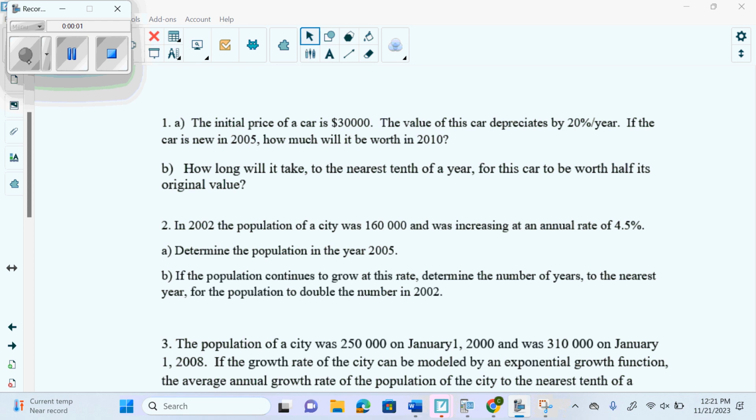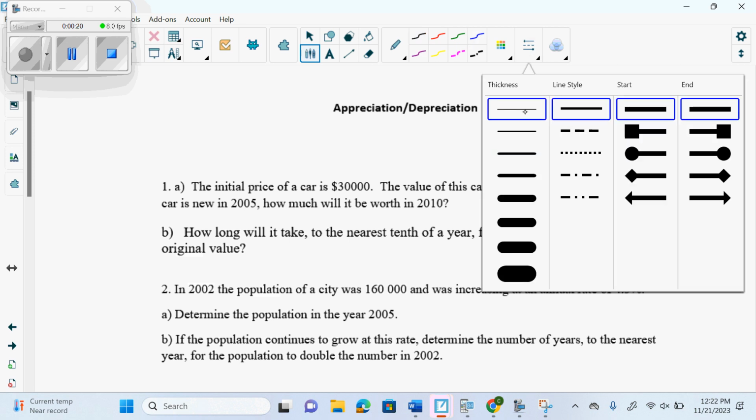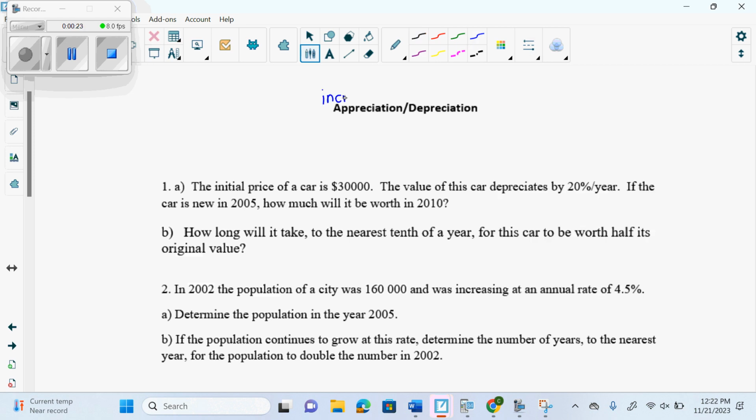Number 1: the initial price of a car is $30,000. The value of the car depreciates by 20% per year. If the car is new in 2005, how much will it be worth in 2010? These are appreciation and depreciation questions. Appreciation means increasing, and depreciation means decreasing.